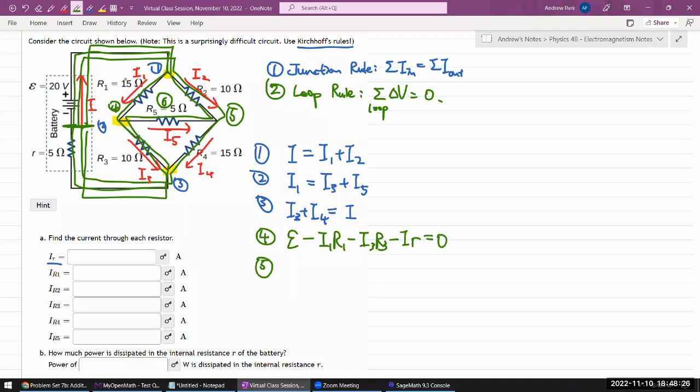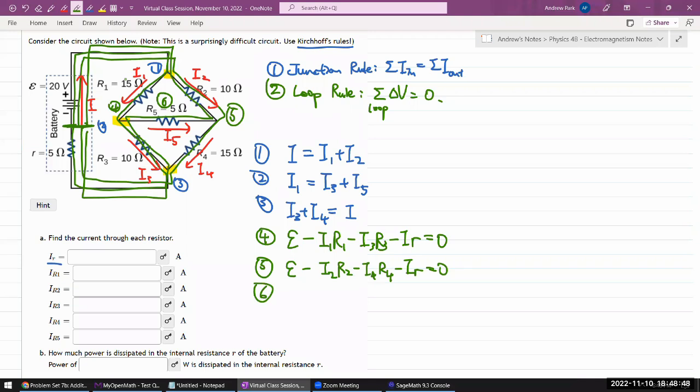Equation number 5, I start the same across the battery. And then here I'm going over R2, so minus I2 R2, minus, and then I'm going across R4, I4 R4, and the rest of the return trip is the same.